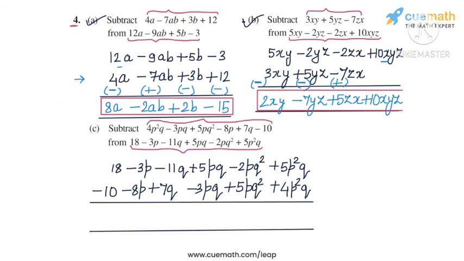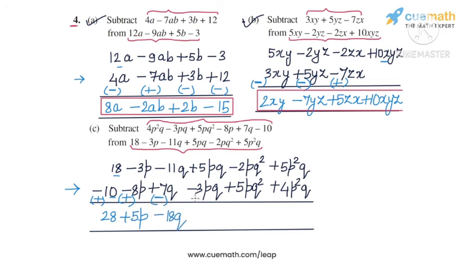And what we will do is we will reverse the sign of the terms in the second expression, because we are subtracting this expression, the expression that's written in the second row. So minus 10 will become plus 10, and we will have 18 plus 10 or 28. Then minus 8p will become plus 8p. So we have minus 3p plus 8p or plus 5p. Then we have plus 7q becoming minus 7q. So we have minus 11q minus 7q, which is minus 18q.